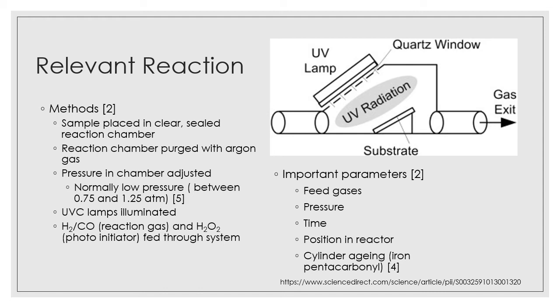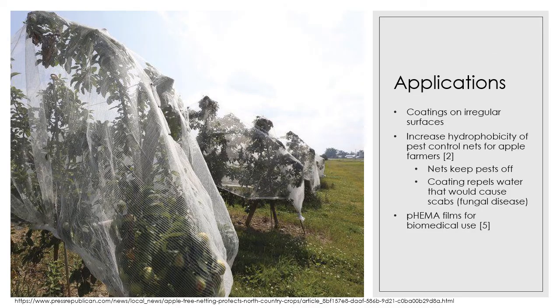Finally, as carbon monoxide cylinders age, meaning that they are allowed to sit unused for a certain period of time, the carbon monoxide reacts with the metal inside the cylinder to form iron pentacarbonyl. This compound is photoreactive and will react during the PICVD. This causes impurities in the film. It is therefore important to know the age of the cylinder that you are using in order to predict the amount of expected impurity.